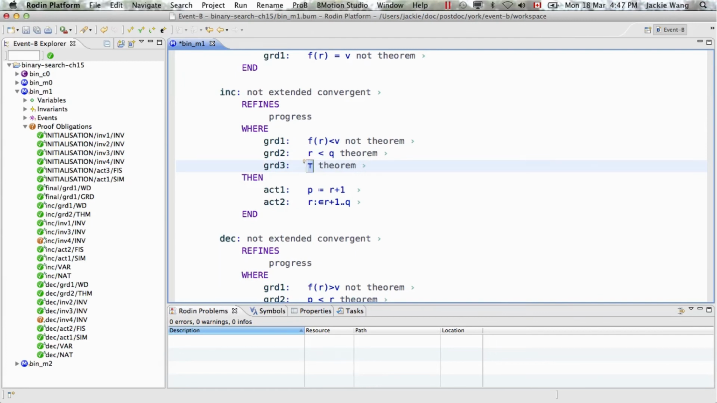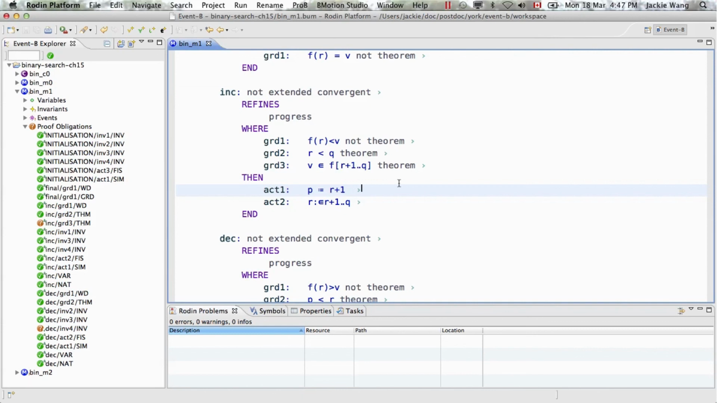And now let's consider what we should put over here instead of P and Q, because in the case of increments we have changed the value of P from P into R plus 1. So here, instead of P, we have to put P prime, which is R plus 1. And this will help the theorem prover to say now we have correctly maintained the invariant.